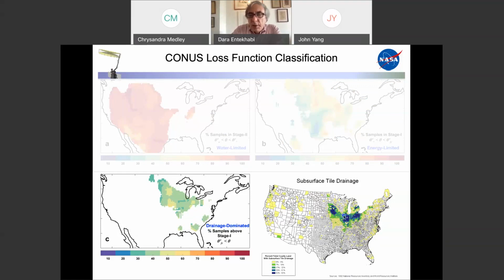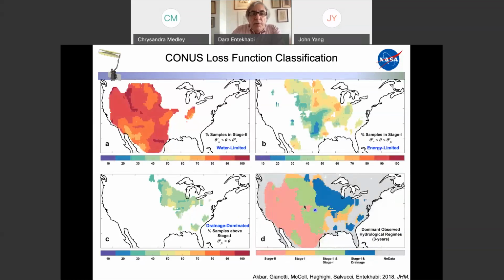So these regions have a fairly high percentage of tile drainage, which is reminiscent of the same region that is, from just SMAP data alone, designated as drainage dominated. I can't say that there's a causal link between these two, but it is a fairly curious correspondence between two entirely different data sets, one satellite and one ground survey of a certain condition.